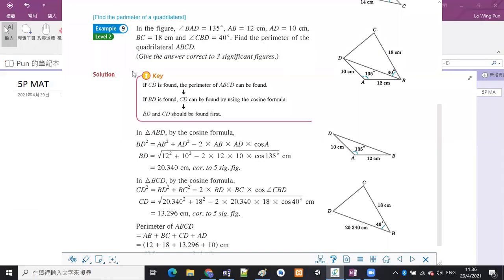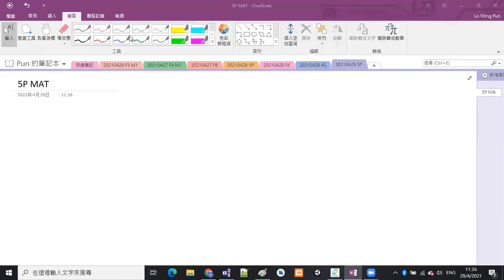Yesterday we were learning about the cosine formula. Okay, so let's just do a little revision. So in a triangle, any triangle, triangle ABC.